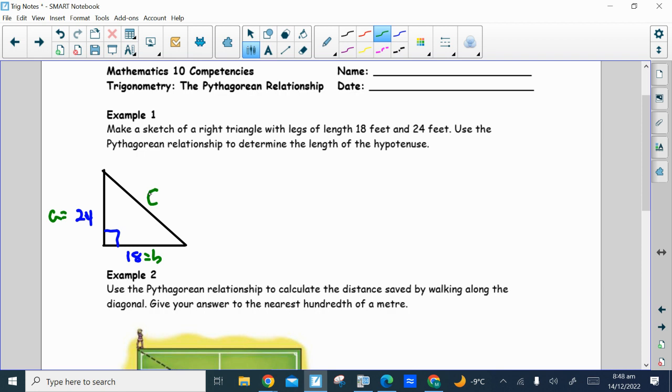But you just have to make sure that you always use the hypotenuse, which is the side across from the right angle. It's always the longest side. That is always c.